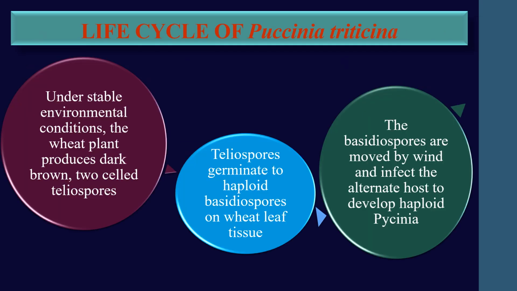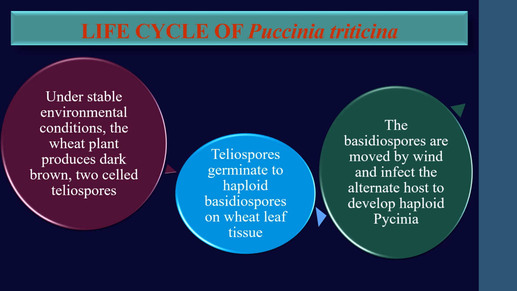Life cycle of Puccinia triticina. During the first stage, under stable environmental conditions, the wheat plant produces dark brown two-celled teliospores. In stage 2, teliospores germinate to haploid basidiospores on wheat leaf tissue.